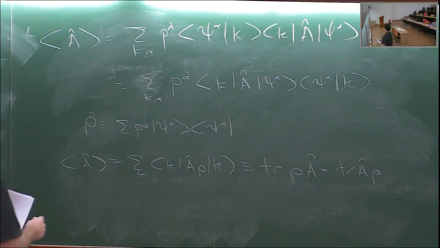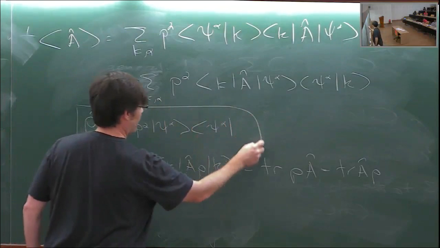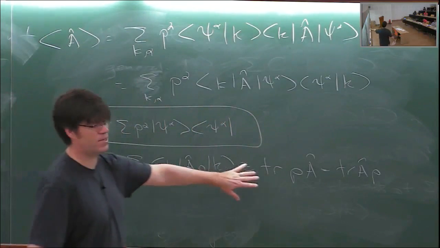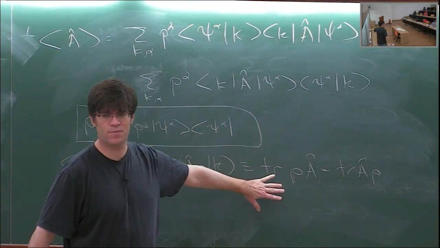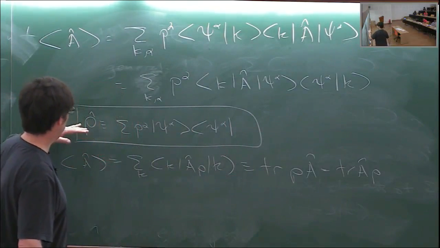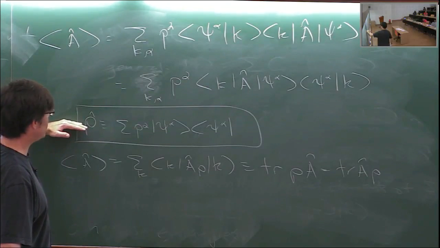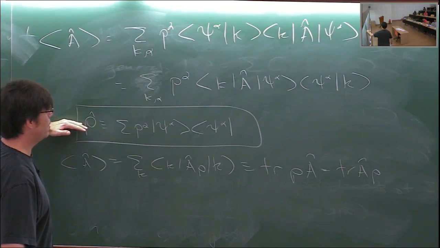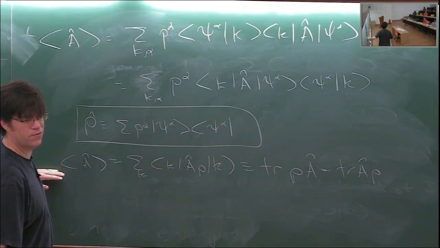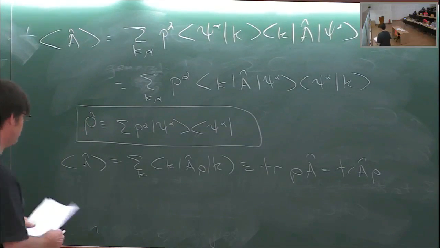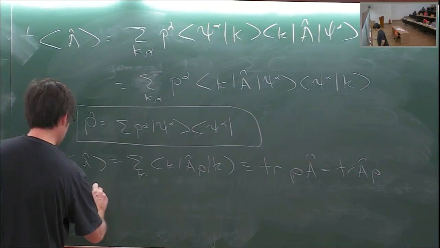So I'm left with this operator, and the point is that the trace is a basis-independent thing. I can perform this trace in any basis. The expectation value of any operator is going to be written down in this form. So I know the results of all experiments if I know this object, and rho hat is what I call the density matrix.